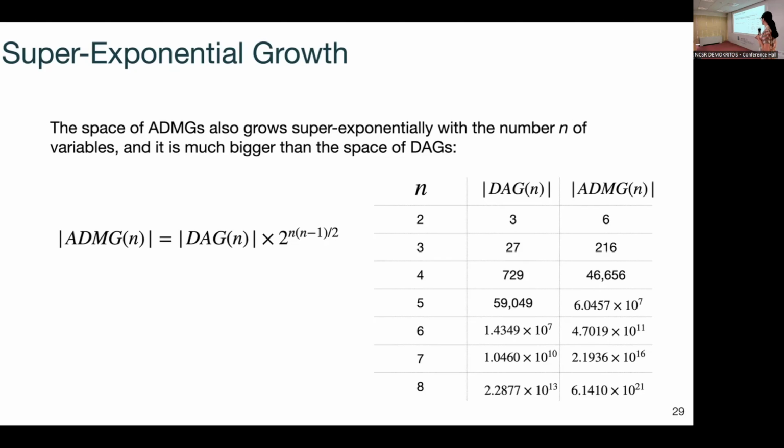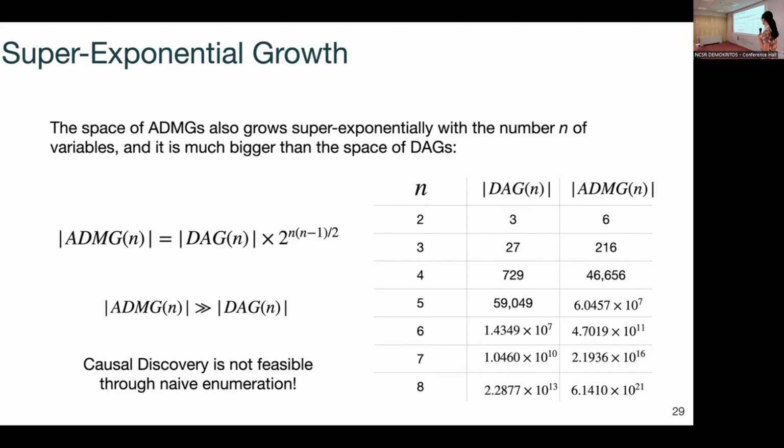Because of this, there are search algorithms that use optimization approaches to search the space of DAGs more efficiently. Sometimes they impose assumptions, like sparsity. It's NP-hard, so there's nothing we can do, right? We have to deal with this. All right, so that's a lesson: causal discovery is not feasible through naive enumeration. So how can we do this?